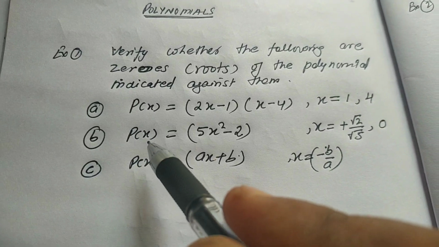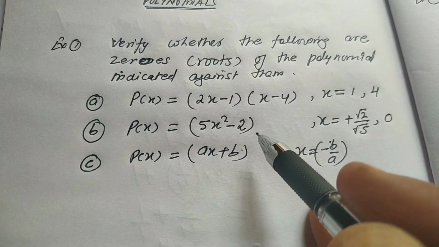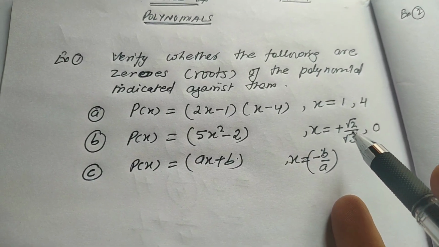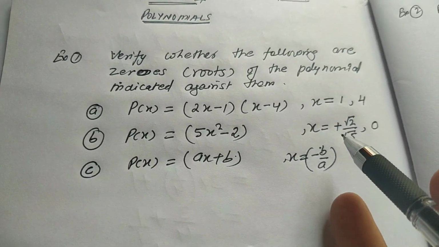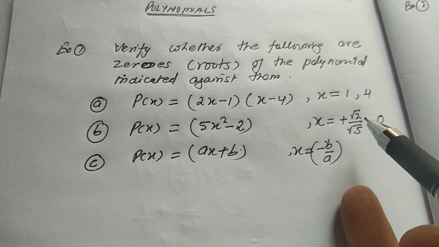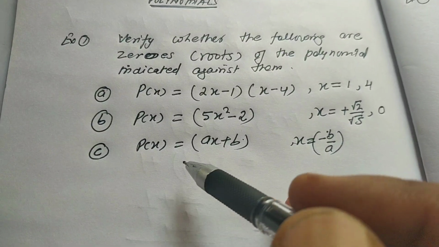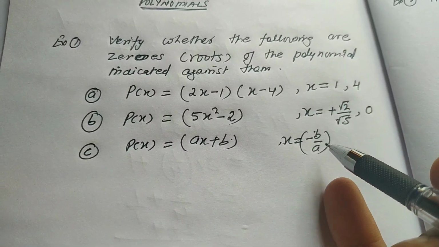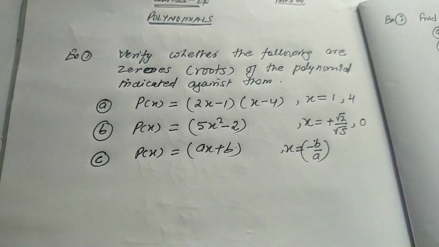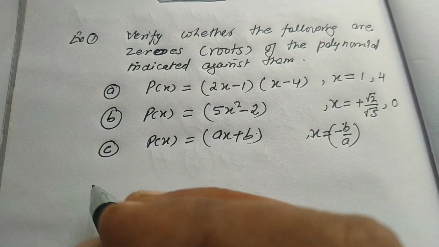In the second case, p(x) is equal to 5x square minus 2, where x is equal to plus or minus root 2 upon root 5, and 0. We have to check whether both are the zeros of the polynomial or not. And the last one is p(x) is equal to ax plus b, where x has been given, and we have to check whether this is a polynomial or not.